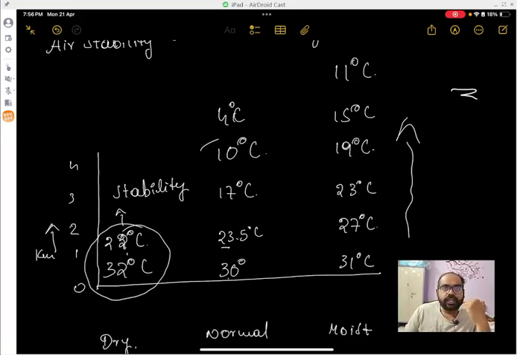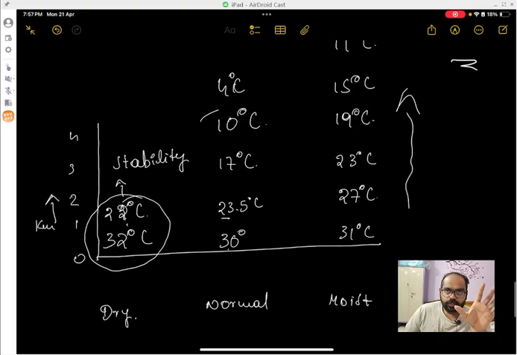So this is air stability and instability. The more the water vapor content, the more the instability of the air. That means the more the water vapor content, the more heat it would absorb, and the more the rise in temperature. The more the rise in temperature, the more the vertical movement, and the higher it travels. Okay, this is one thing.